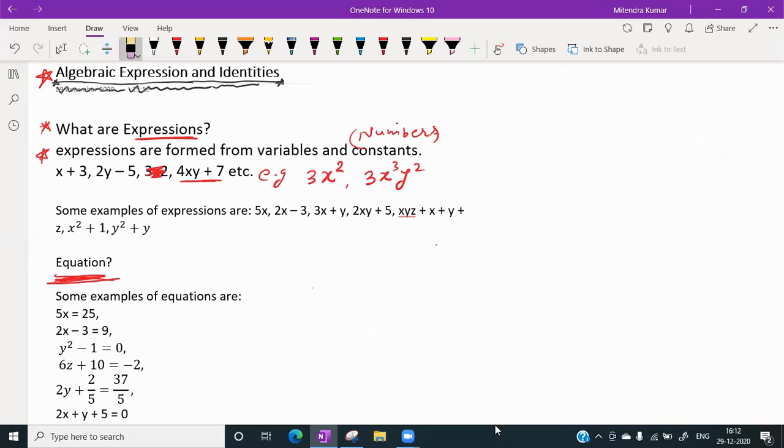Some more examples you can see of expression. So if I write x y square plus y, so here only variables. This is the example of expression. What is equation?